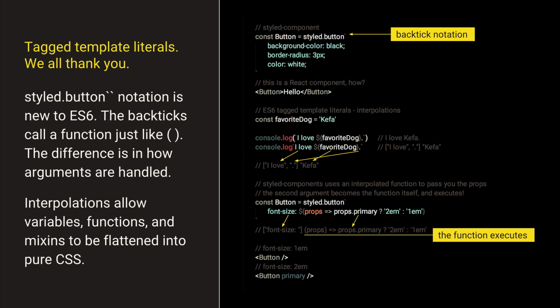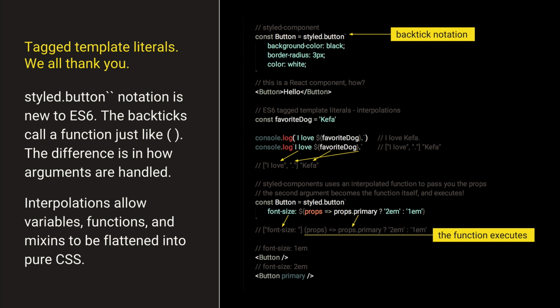So what happens is it places what comes before and after the interpolation into an array as the first argument, which you see here, "I love" and then the period are strings placed into that array. And then the second argument becomes the value of the interpolation itself. And the coolest part is if that interpolation is a function, it actually executes that function and returns its value.